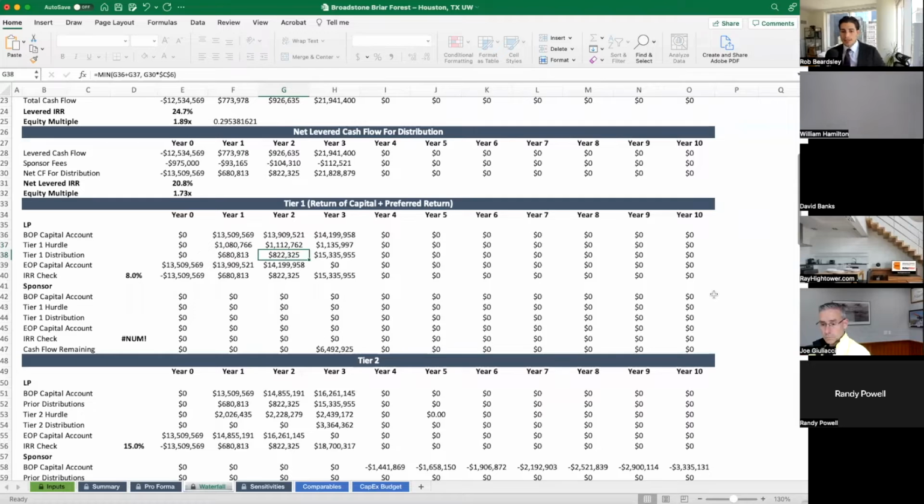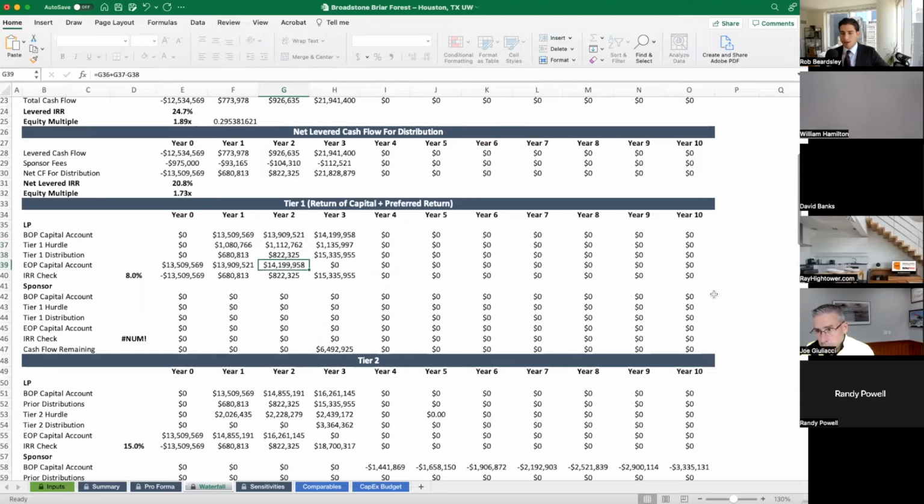So you can see in the projections here, we are projecting to distribute 822,000 in year two. So again, there's a shortfall. So what happens? Well, the difference between the preferred return that accumulated in year two and what was paid out gets added to the capital account. So now our capital account has grown all the way to 14.2 million. And again, same thing happens.